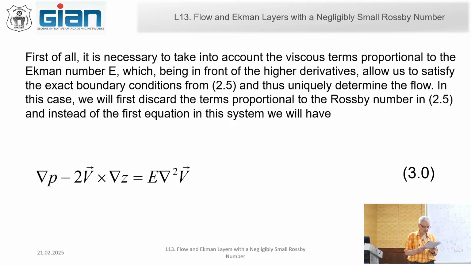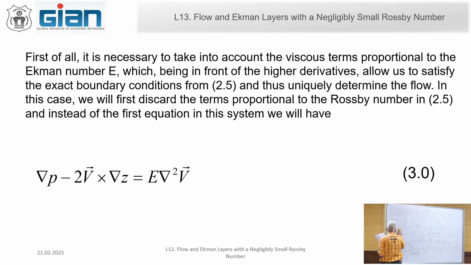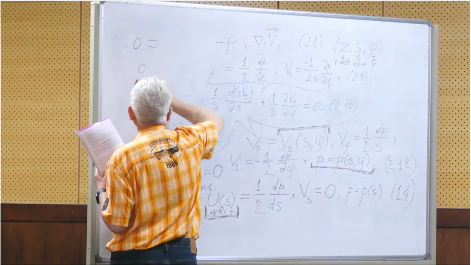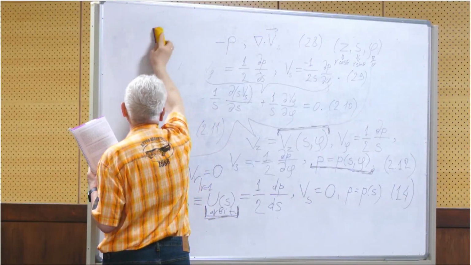In this case, we will first discuss the terms proportional to the Rossby number epsilon in 2.5. And instead of the first equation in the system, we will have, okay, it's already written here. Now I will repeat it on the board and comment, of course. Let me remove the old stuff.